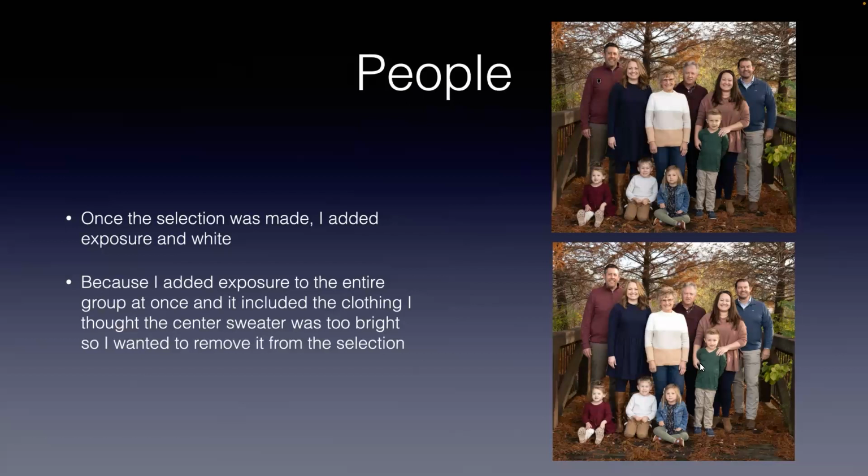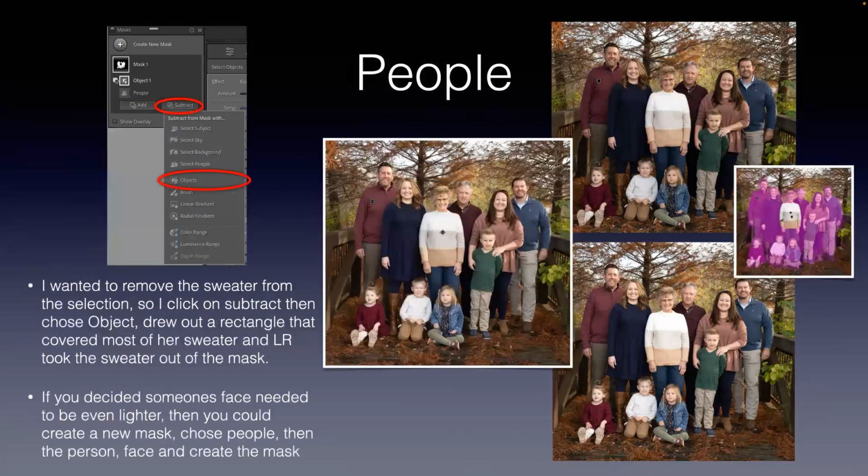Now, his shirt could be handled the same exact way I'm handling her sweater. I didn't think his was quite as bright, so it didn't bother me as much, but I could do the same thing for him too. This time we're just going to do her sweater. So when I looked at this, I decided I'm going to subtract from my mask. So the mask was on all the people. I'm going to subtract from that. I thought the easiest way probably would be to select objects. I could probably have brushed it out, but I would have had to be a lot more cautious. And I thought select objects might be the fastest way to go.